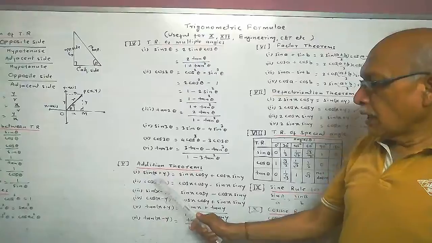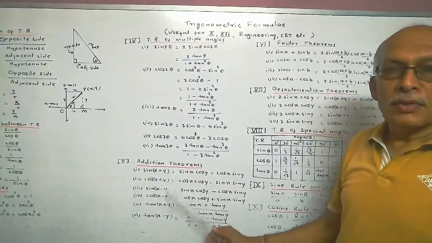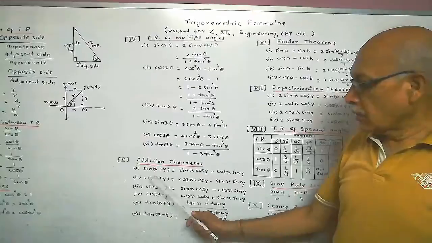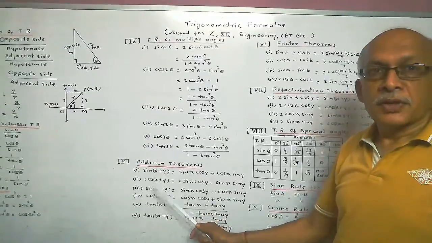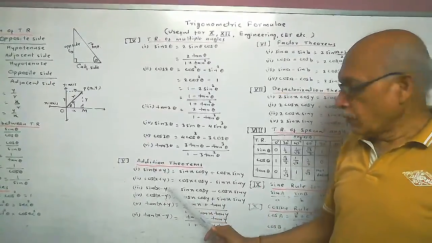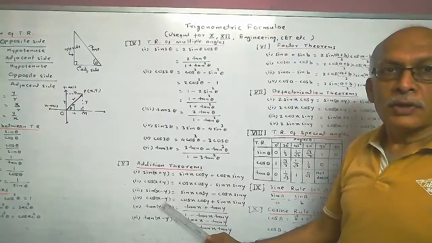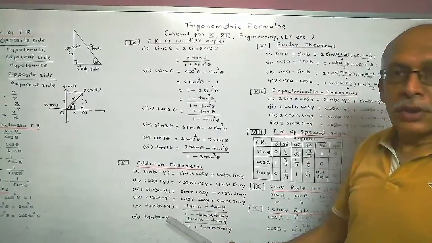Next formula is the addition theorem. In the addition theorem the angles are in terms of two angles, like sine of x plus y or sine of x minus y, cos of x plus y and so on. So there are 6 formulas of the addition theorem. This I have written here.